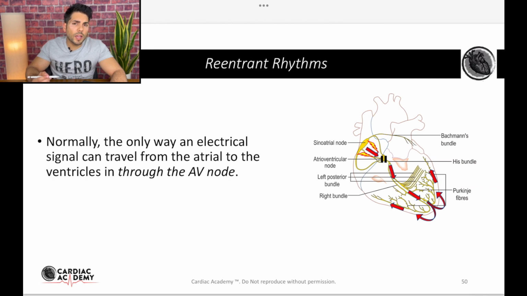So normally when we have a normal depolarization, everything starts at the SA node. From the SA node, this depolarization travels into the AV node, and there it pauses, goes down through the bundle of His, through the right bundle and left bundle, goes into the Purkinje fibers, and depolarizes the whole ventricle.